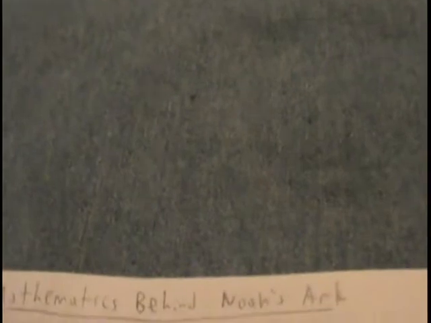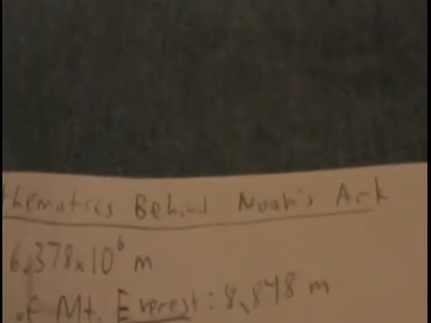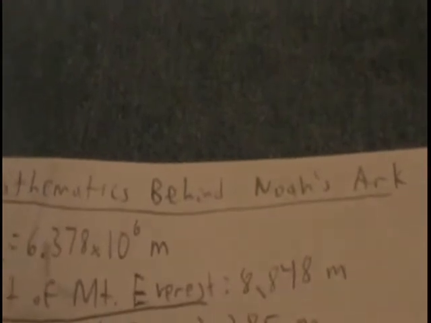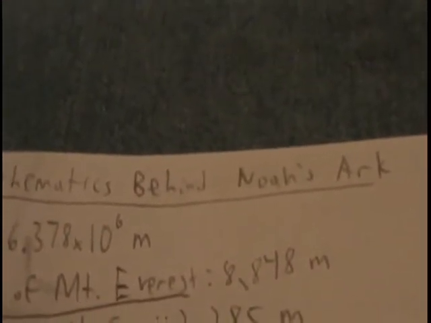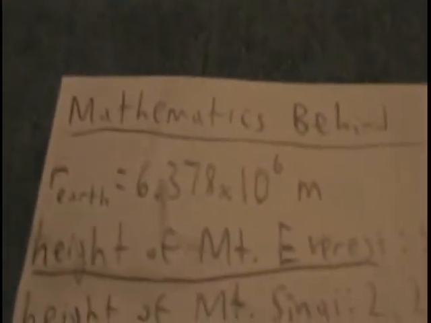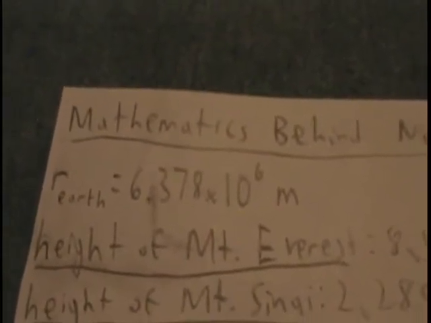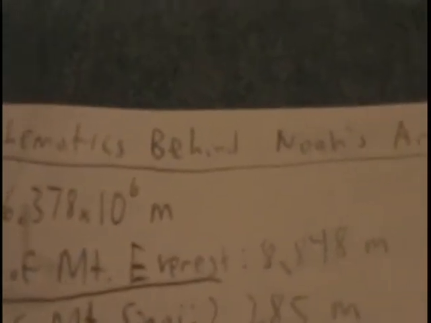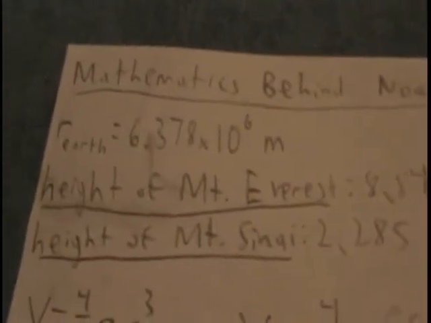Hello everyone. Out of sheer boredom, I decided to do the mathematics behind Noah's Ark, the flood specifically. In order to do this, we first have to find how much water there was. So, we have the radius of the Earth, the average radius, and then we have the height of Mount Everest, right there. The height of Mount Sinai, we'll get to that later.